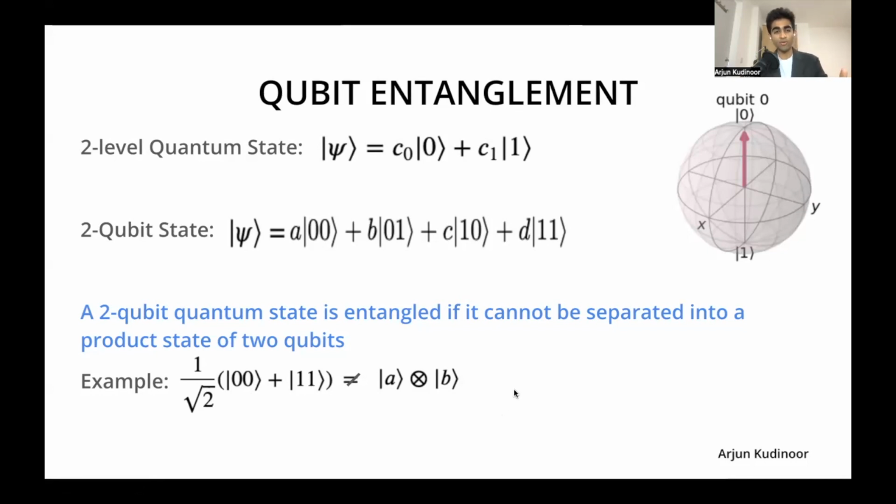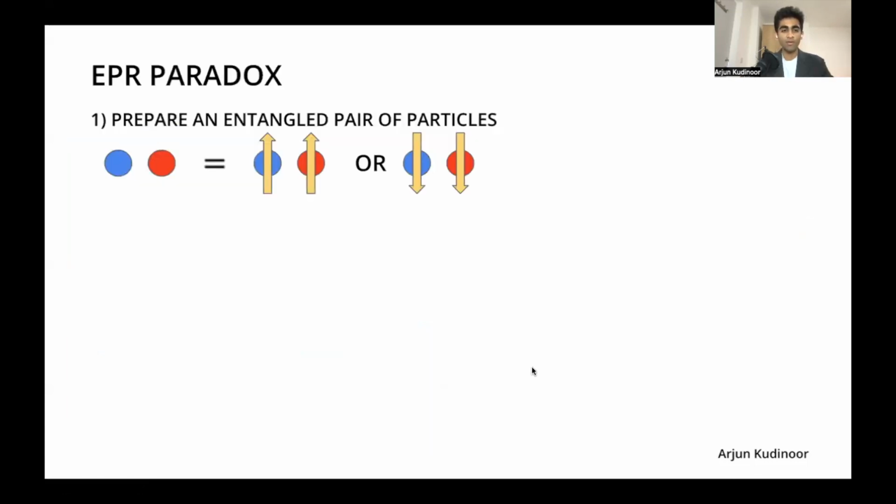Let's look at a cartoon to understand this without the equations. So let's prepare an entangled pair of particles. We have 2 particles here. They're just red and blue. And let's say that we can find them either in the up state or the down state. But if we find one of them in the up state, the other one has to also be in the up state. And if we find one of them in the down state, the other also has to be in the down state.